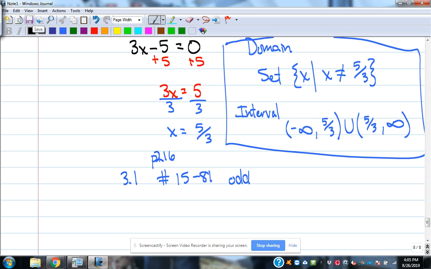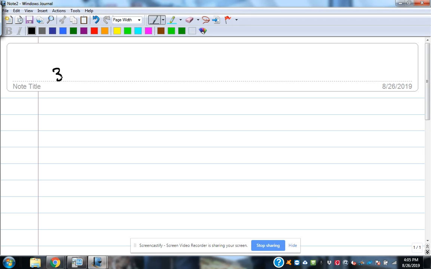So let's move on to section 2. I don't think it's nearly as bad. It's not as heavy anyway. So section 2 talks about the graph of a function.